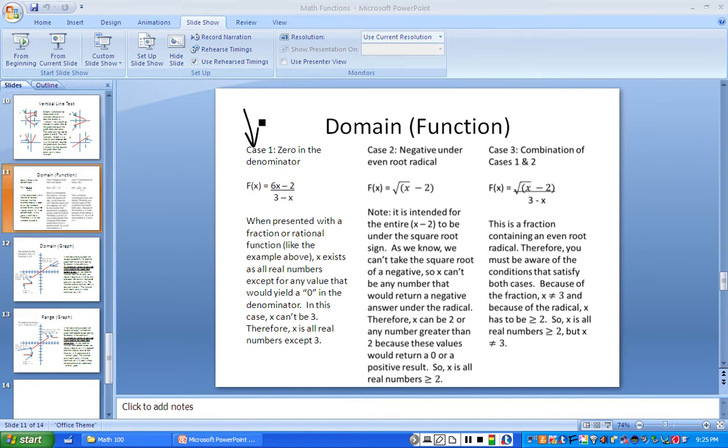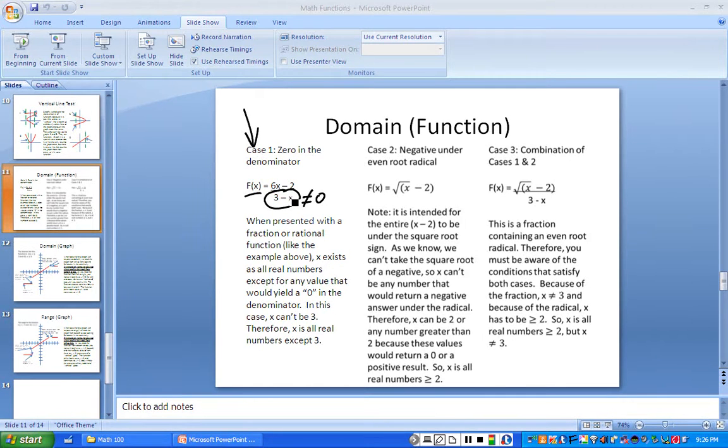Alright, in the first case, when you're looking at a function, you have a function, f of x, g of x, h of x, whatever the case may be. When you have a function and it's written in fraction form, you have something over something, then the main thing you worry about is you can't have 0 in the denominator. You can't get a 0 in the denominator. So if you're given a function that's in fraction form, what you want to do is identify what value or values of x will give you a 0 in the denominator.